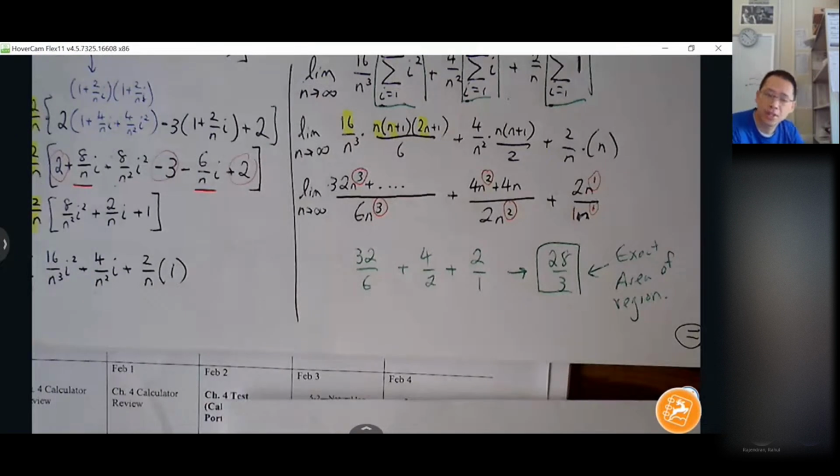And the significance of that number is that 28 over 3 indicates the exact area of the region that we're talking about.